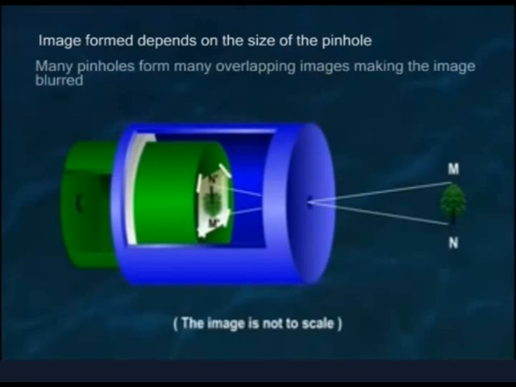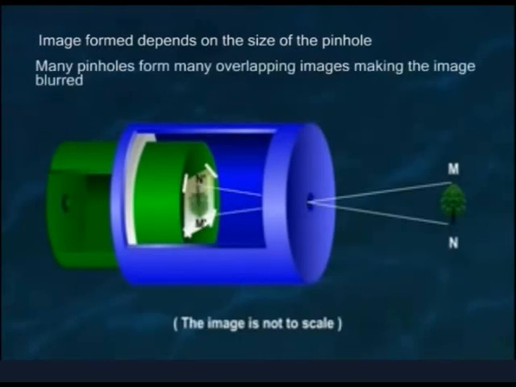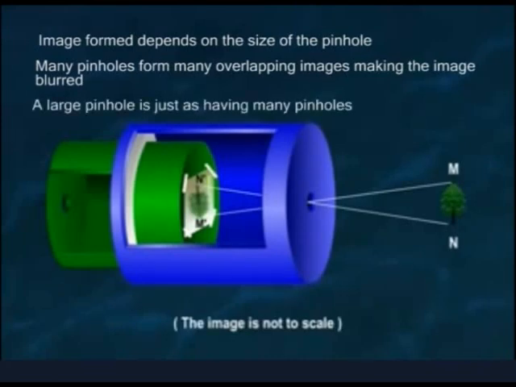If we add more pinholes, there would be many images formed with overlapping sections, making the image blurred. Increasing the pinhole size is similar to adding many pinholes, and the effect is just the same: blurred images.